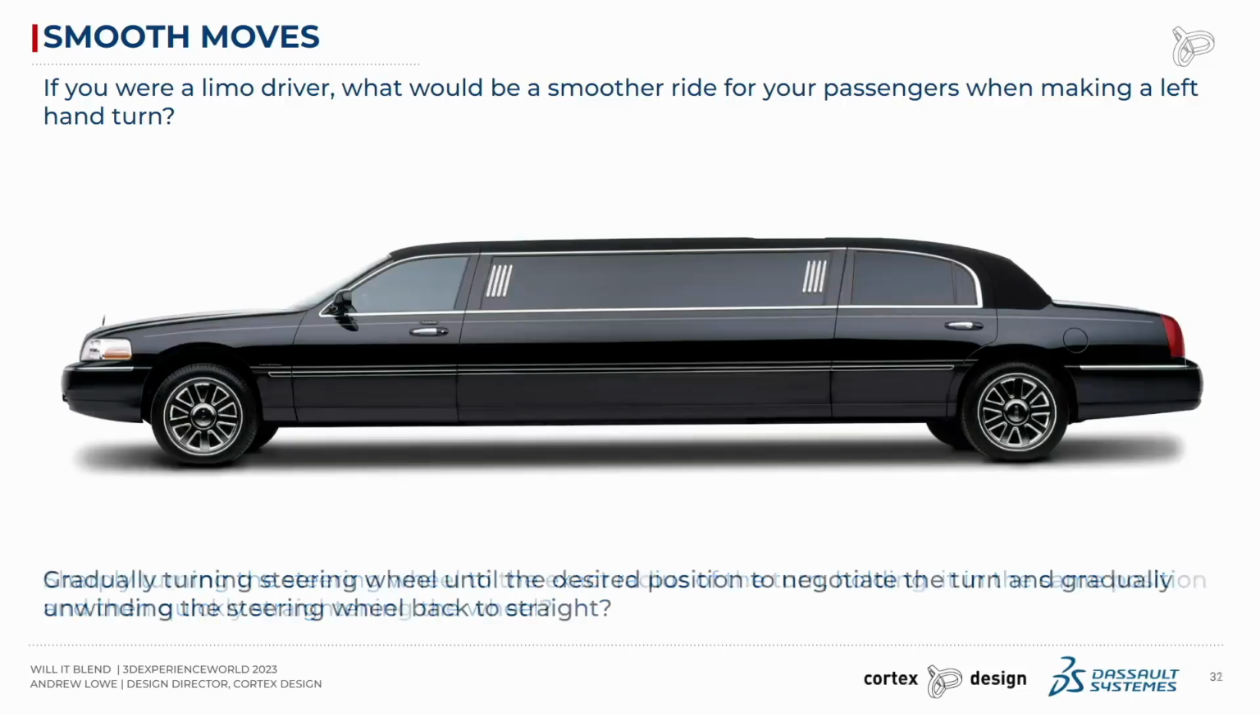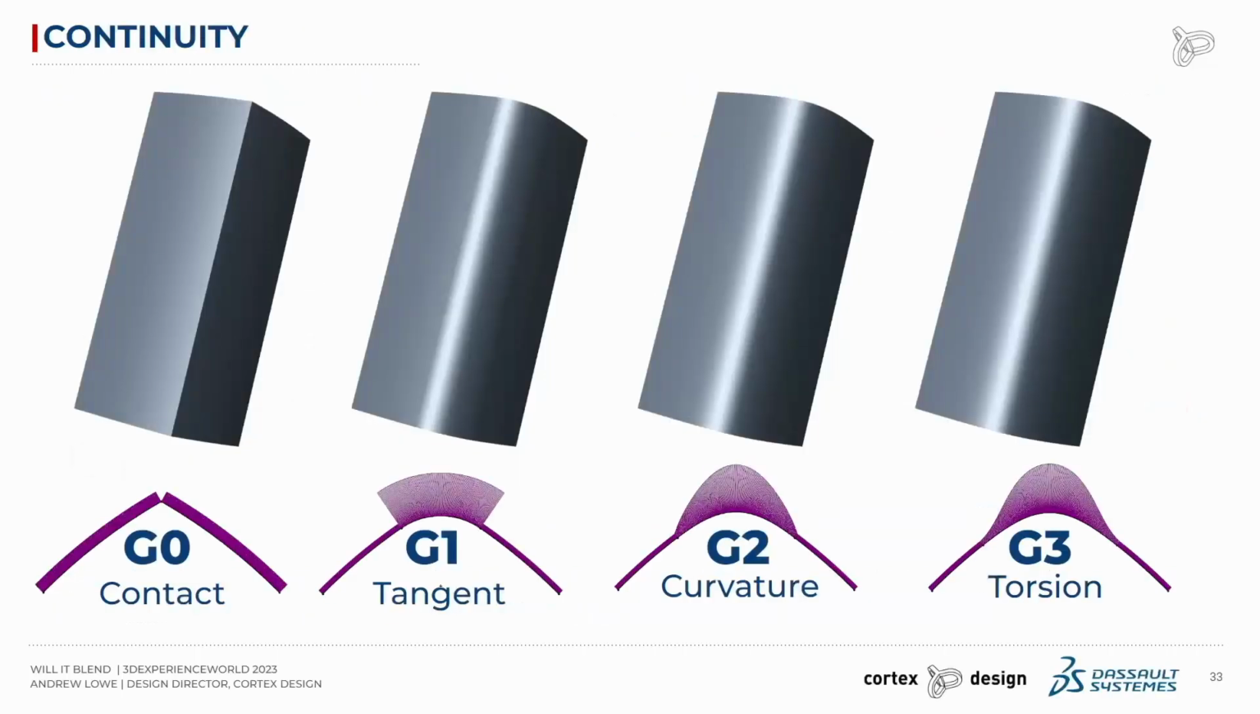Or would it be a smoother ride for my passengers if I was to gently turn the steering wheel to the correct angle and then gently unwind the steering wheel? And this essentially is the concept of continuity and the connection between different faces in models. So a G0 or contact continuity condition is where we have two edges that touch each other, but they are not continuous.